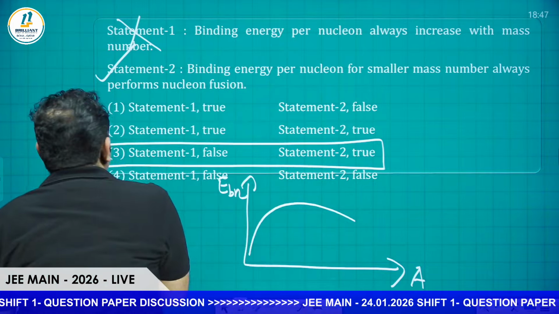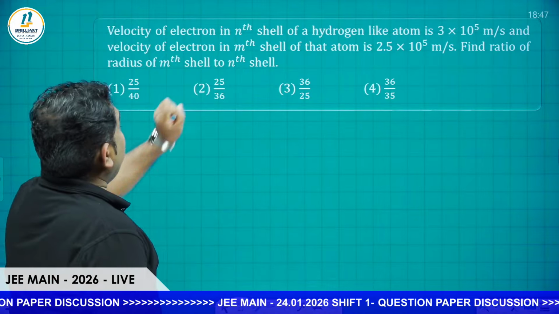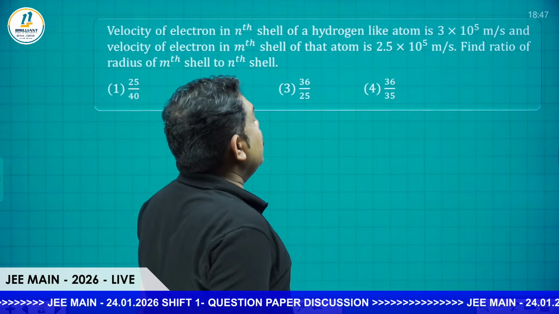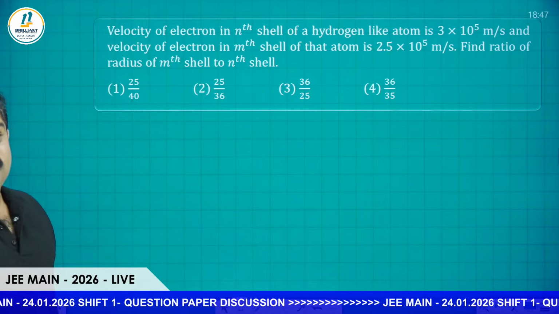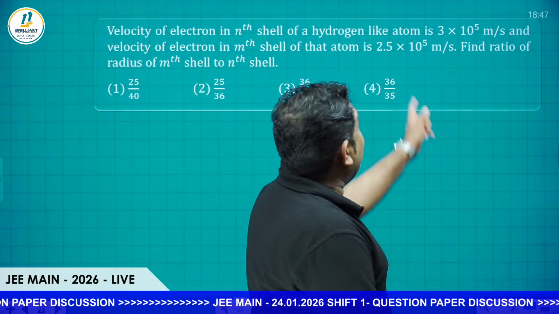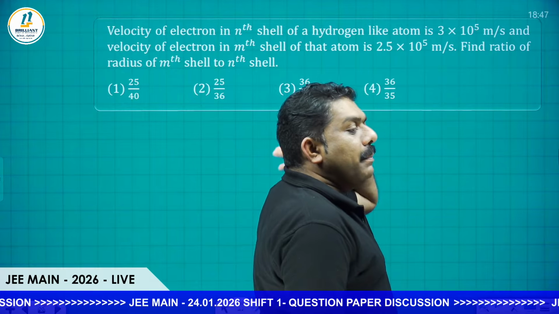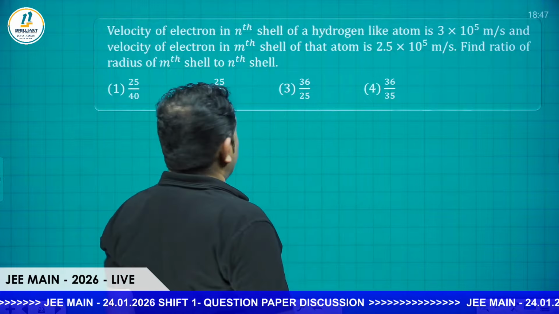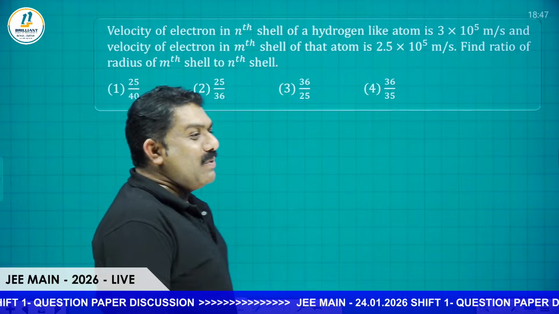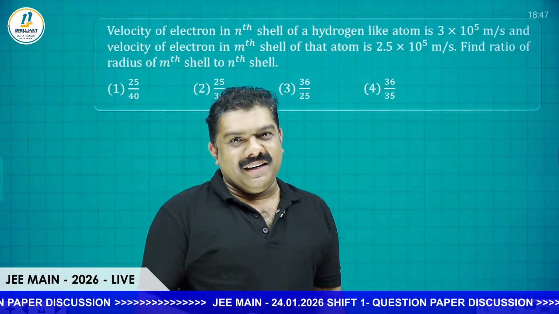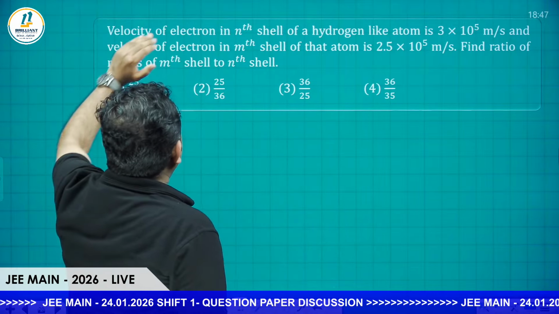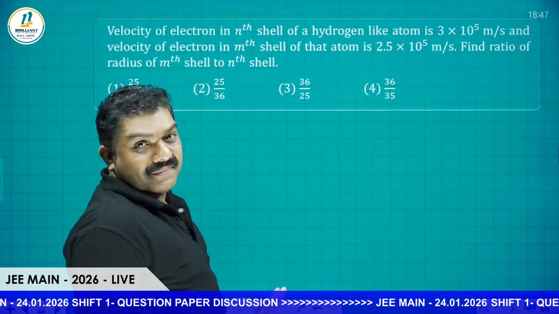Okay. Now the next question, look. Velocity of an electron in the mth shell of a hydrogen-like atom is 3 into 10 raised to 5 meter per second. And velocity of electron in the nth shell of that atom is 2.5 into 10 raised to 5 meter per second. Find the ratio of the mth shell to nth shell radius that we are calculating now. So here the point is, look, how the velocity and radius are related.